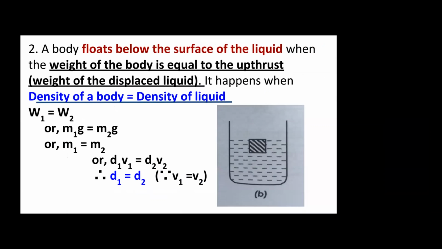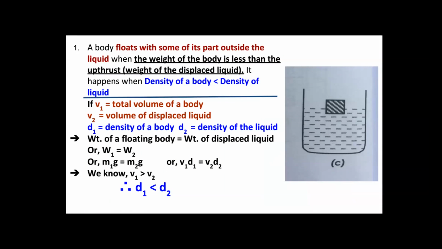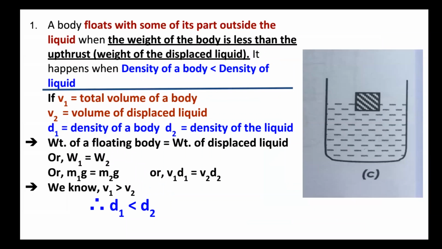Let's see the third case. Now we find a body floating on liquid with some of its part outside the liquid. Now see, it also floats in this way. Some portion is in the air, out of the liquid, and some portion is inside the liquid. It happens when the density of liquid is more than the density of body. When D1 is density of body and D2 is density of liquid, D1 is less than D2, the density of liquid. It happens like that.